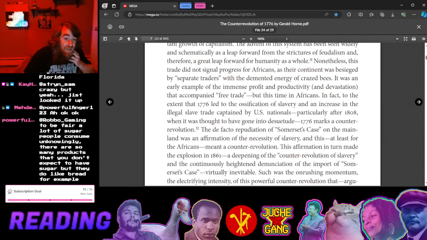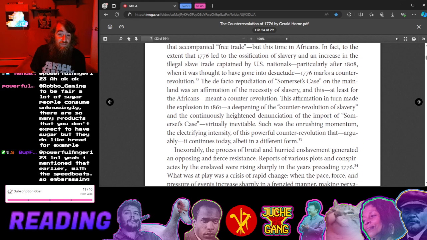In fact, to the extent that 1776 led to the ossification of slavery and an increase in the illegal slave trade captured by U.S. nationals, particularly after 1808, when it was thought to have gone into desuetude, 1776 marks a counter-revolution. The de facto repudiation of Somerset's case on the mainland was an affirmation of the necessity of slavery, and this, at least for the Africans, meant a counter-revolution.